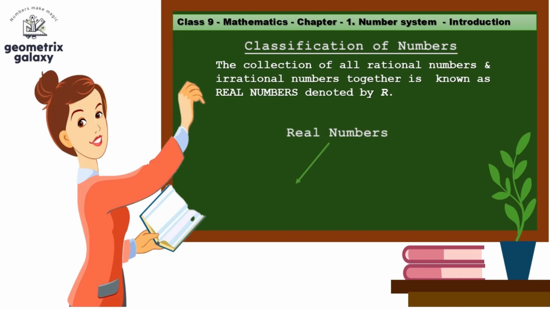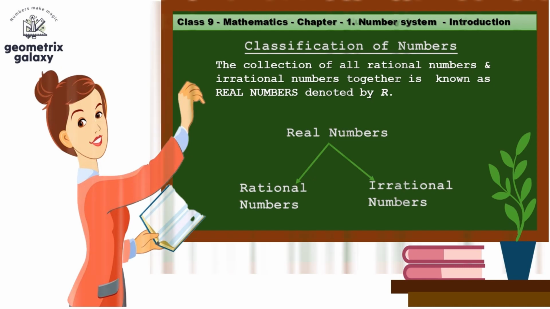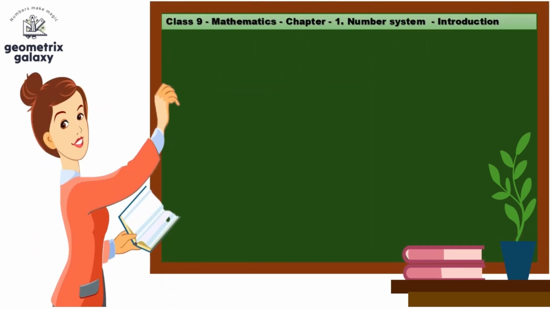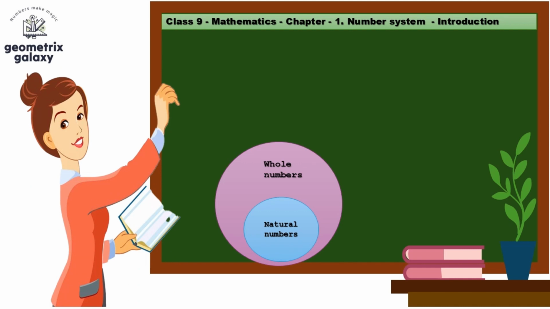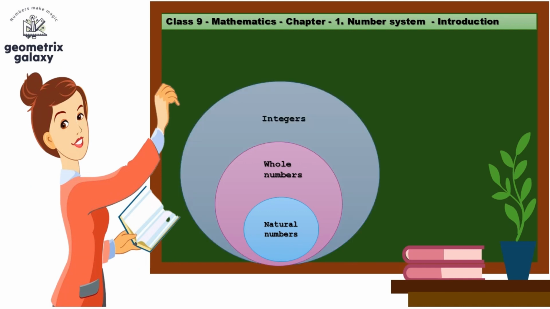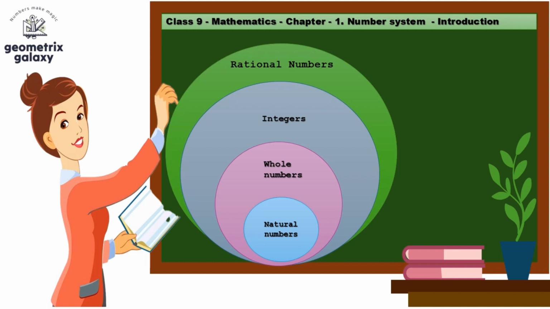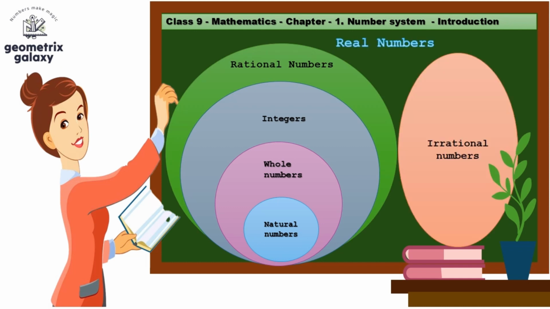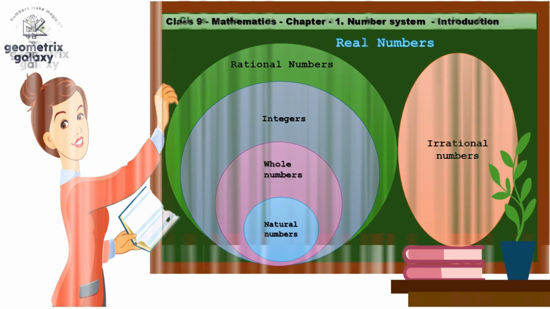Now, the collection of all rational and irrational numbers is known as real numbers. It is denoted by R. Here comes the pictorial representation of real numbers. Now see, all natural numbers are whole numbers, all whole numbers are integers, and all integers are rational numbers. Rational numbers and irrational numbers together form real numbers.